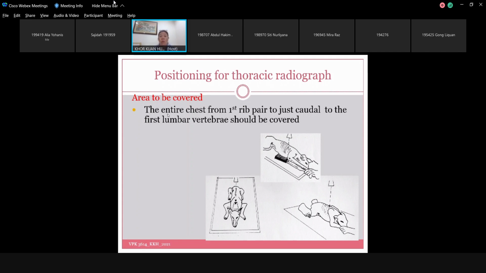But the most important thing is you need to cover the entire chest from the first rib to the caudal part of the first lumbar vertebra. You have to remember the positioning. You can do right lateral or left lateral, but for me, the keyword is always right. Many things are presented on the right lateral recumbency. And I would just want a DV view.